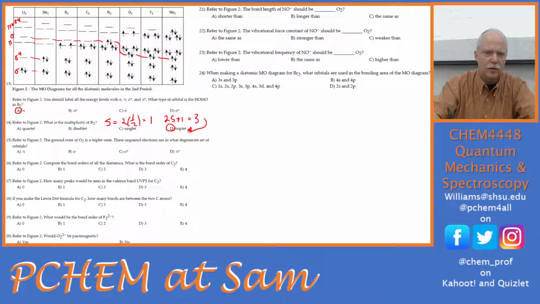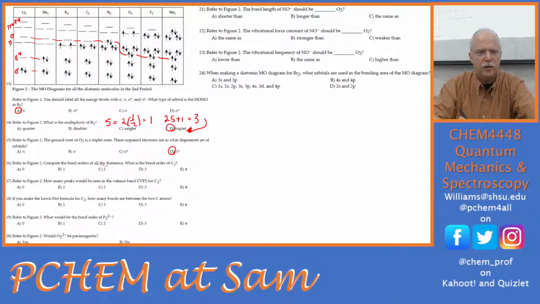My arrow's messed up. Then we look at the ground state of O2 as a triplet state. These unpaired electrons are in what degenerate set of orbitals? So we come up here and we find these, and those are in the pi star. So here we are in the pi star.